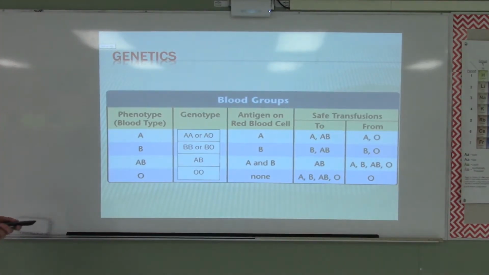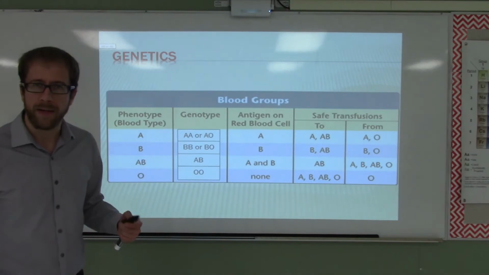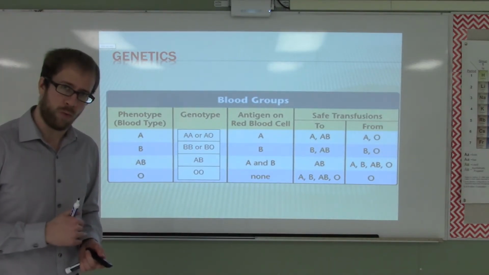And lastly, if you are type O, you can donate to everyone because you have no antigens, but you can only receive from type O.